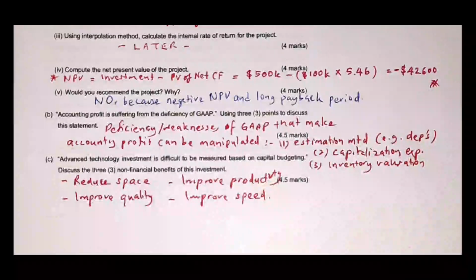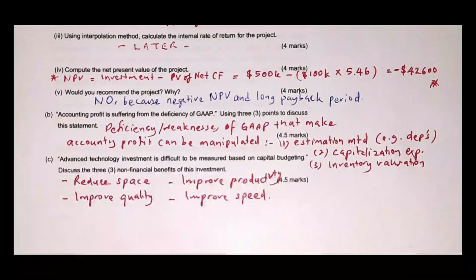So these 3 factors or points are the weakness of GAAP, and these weaknesses or deficiencies allow a business or companies to manipulate the profit number, and this makes the capital budgeting analysis also will be affected by these 3 points or factors.